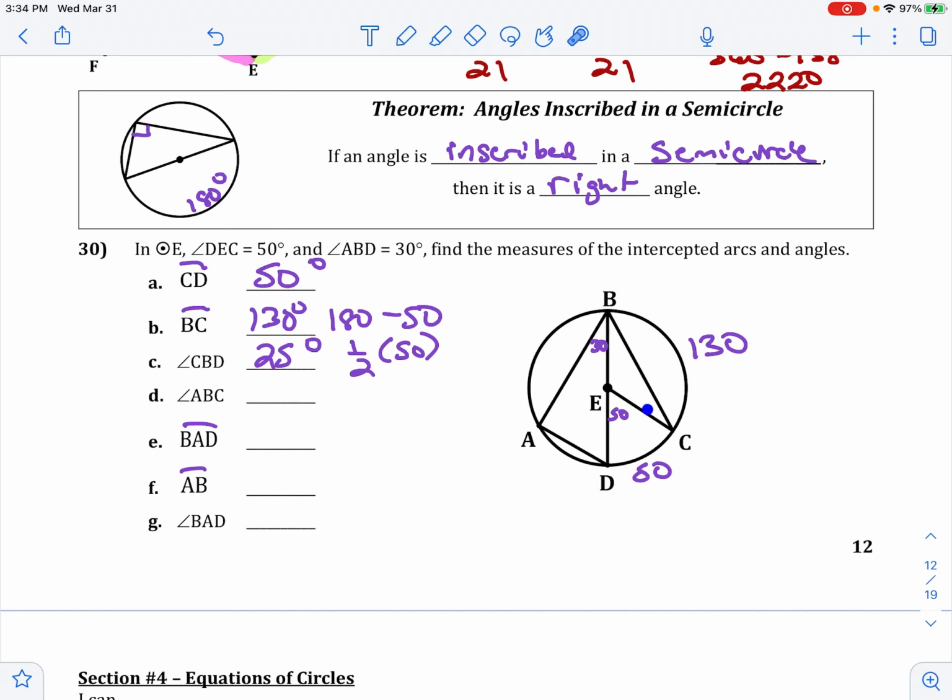Let's see, A, B, C. Okay, ABC is going to be half of whatever AC is. I don't really know AC yet. Let me see what I can do. If this angle here is 30 and it's inscribed, then I can double it to get AD. So that means that's 60. So really, if I want to get ABC, I can add these two together and take half of it. So 60 plus 50 is 110. It's really just half of 110, which is 55.